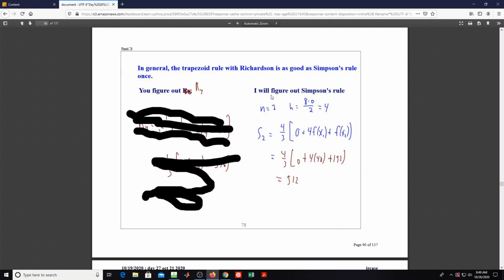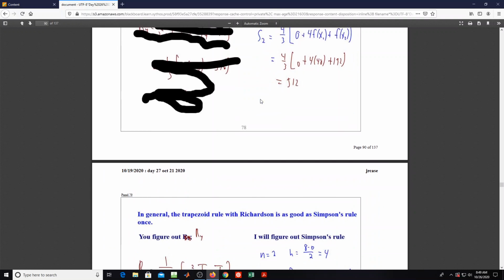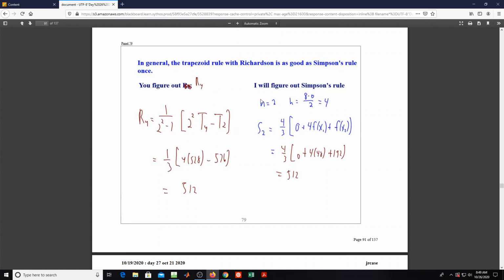So if I would have used Simpson's rule with n equals 2, my subinterval is length 4. H over 3 is 4/3, times 0 plus 4 times 48 plus 192, I get the exact answer. But if you would have used R4, you could have weighted 1/3 times 4 times 528 minus 576. I get the exact answer as well, and I get 512.